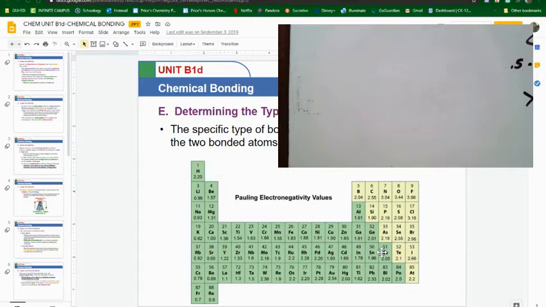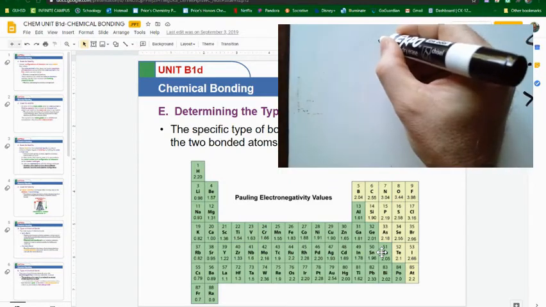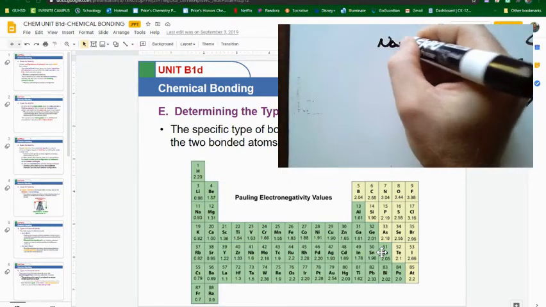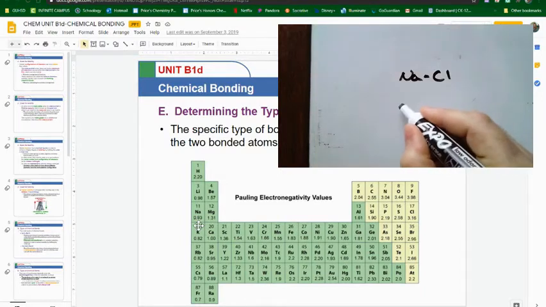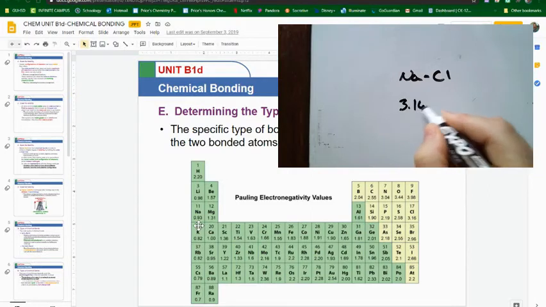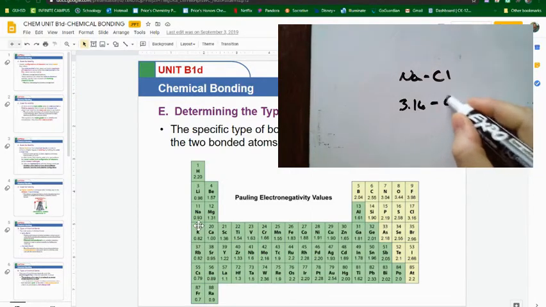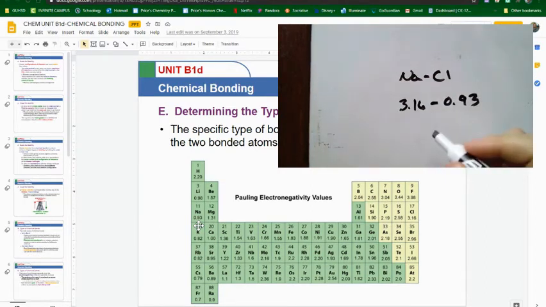Let's say we want to figure out between, I don't know, let's just say chlorine and sodium. So we have a sodium chlorine bond, okay? Now, for the sodium chlorine bond, we see that chlorine is 3.16, whereas sodium is 0.93. So we take the larger one, 3.16, and we subtract 0.93.